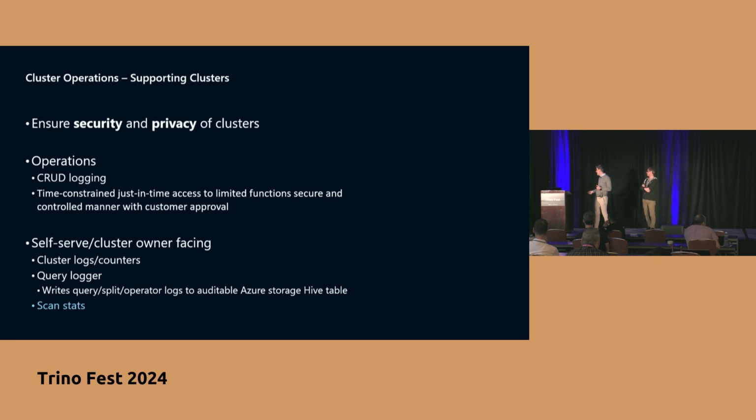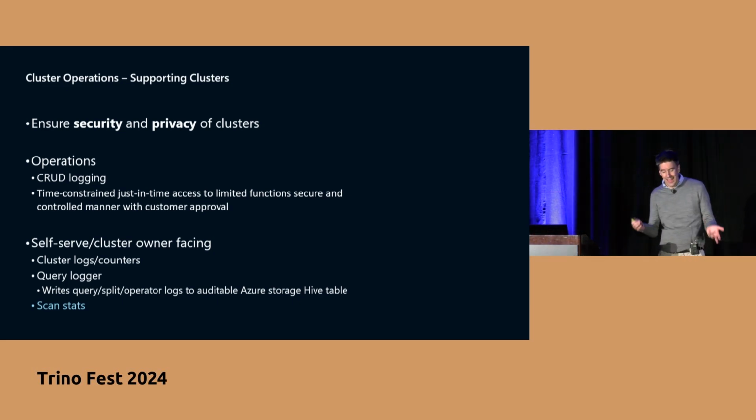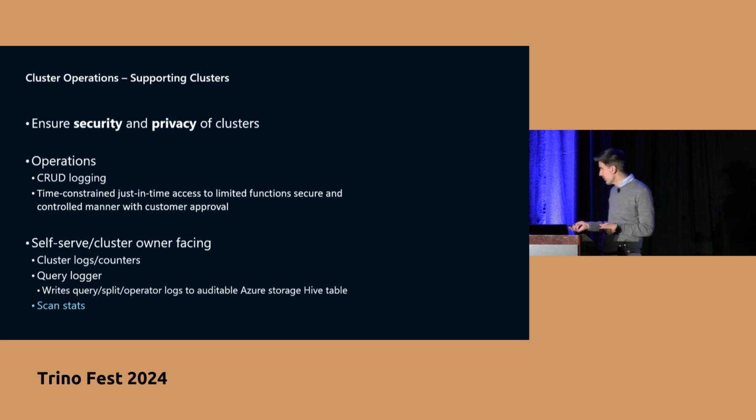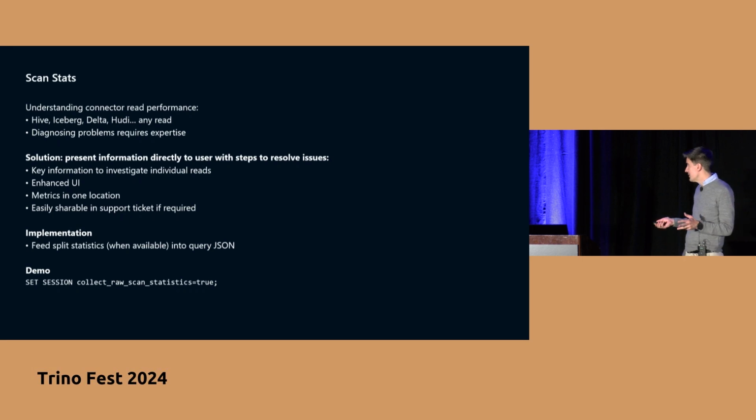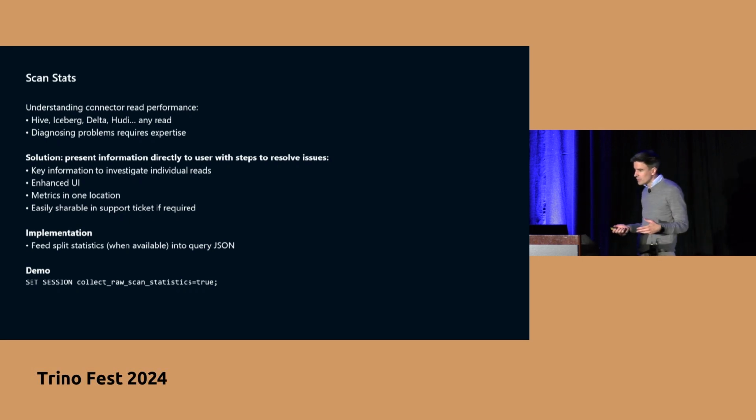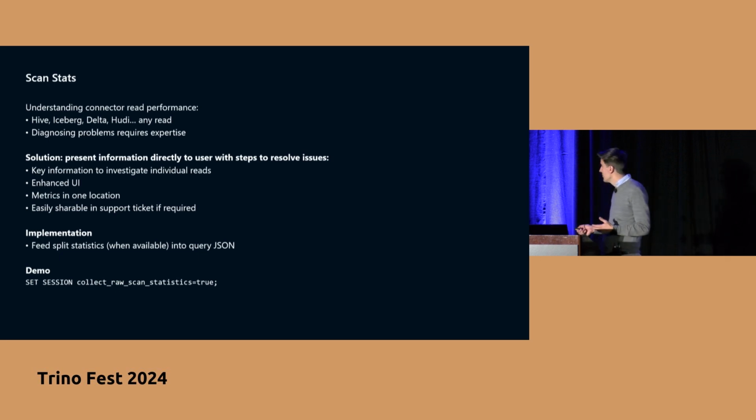So for self-serve, cluster owner-facing, first of all, we basically have the Trino logs. We have a query logger, which logs the query, split, and operator to an auditable Hive table in Azure, so you can actually just query what the history was and look at what people are doing with the cluster. But the thing I'm going to talk about right now is scan stats. Scan stats is all about connector read performance, basically, typically for Hive, Iceberg, Delta, or Hudi.